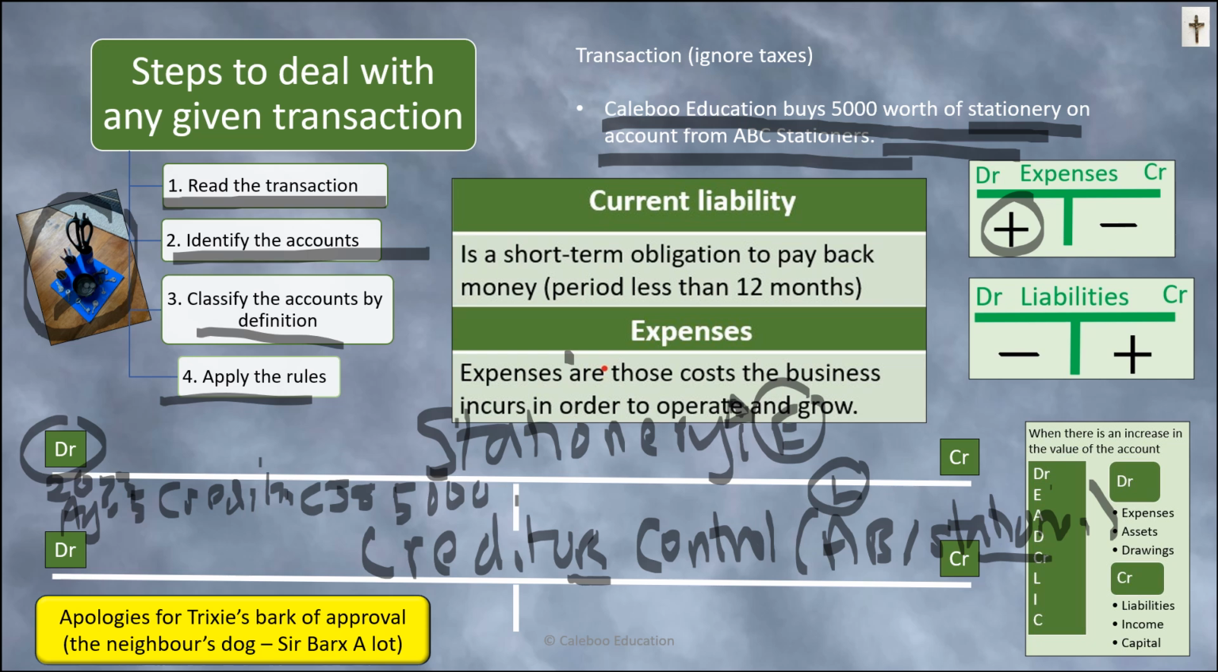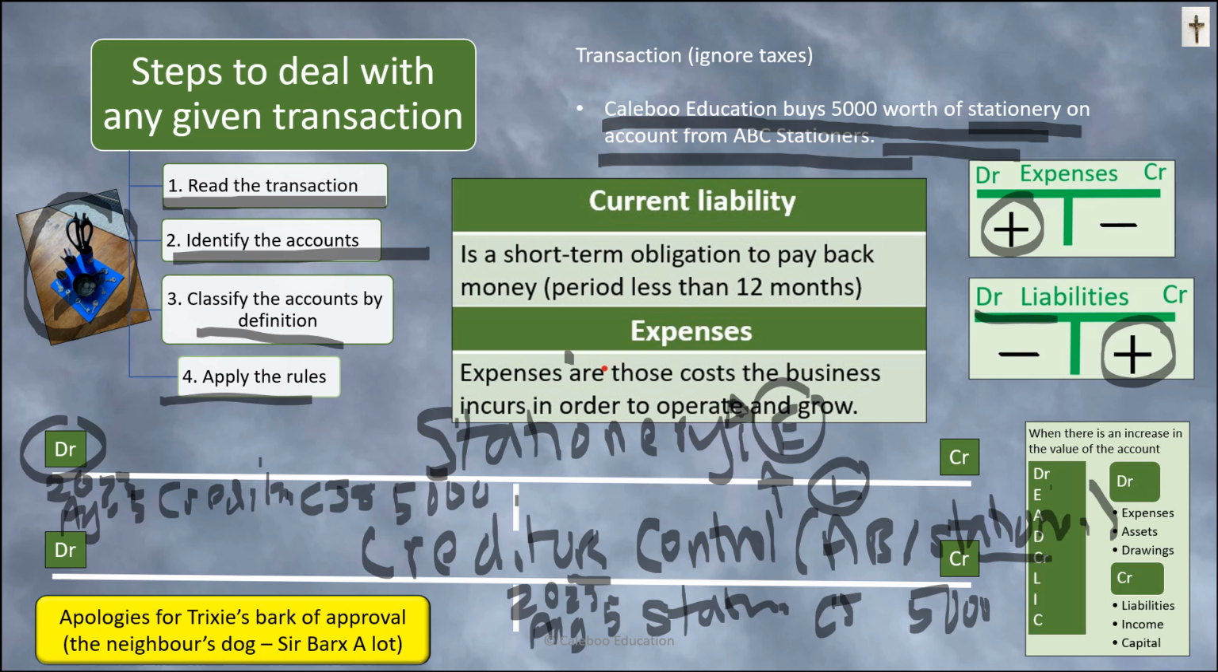Now, creditors control is a liability. The rule says an increase in liability, the account gets credited. 5,000, it would have gone through the creditors journal, the contra account to creditors control, specifically ABC stationers. That's who we bought the stationery from. The contra account is stationery. I will write it out neatly. 2023 August, I think the date was the 5th.